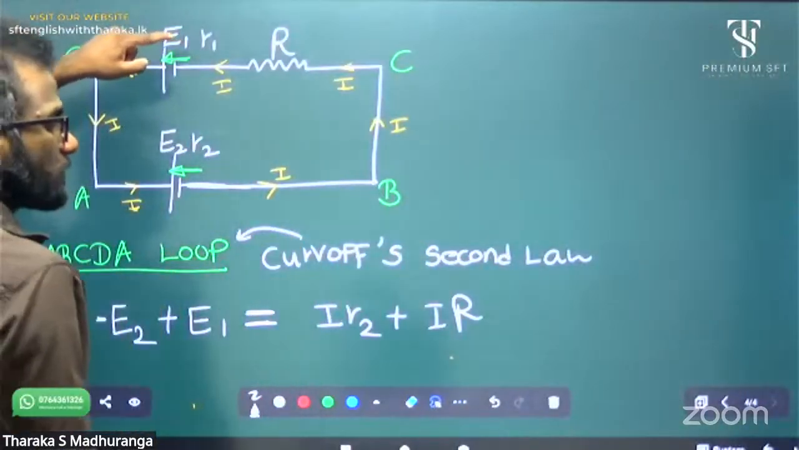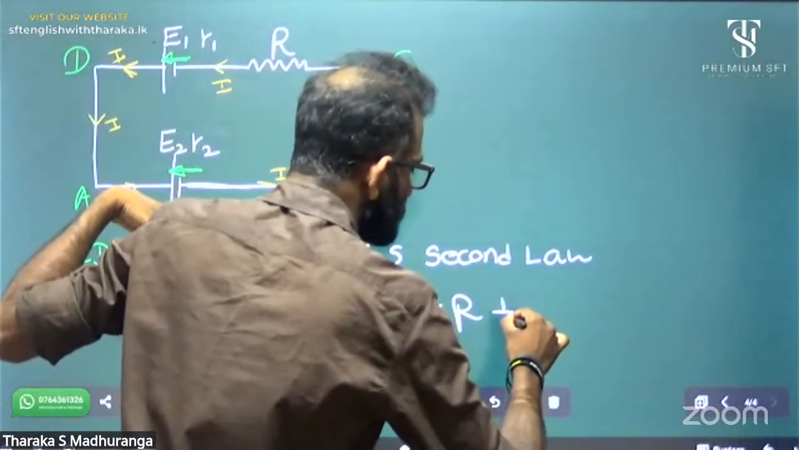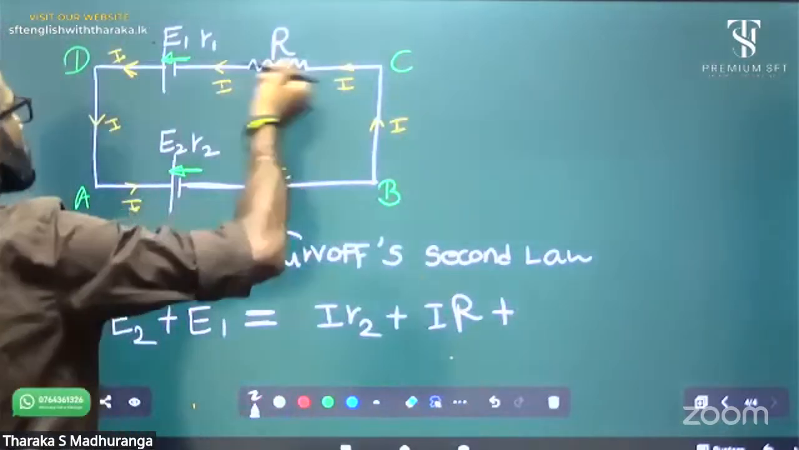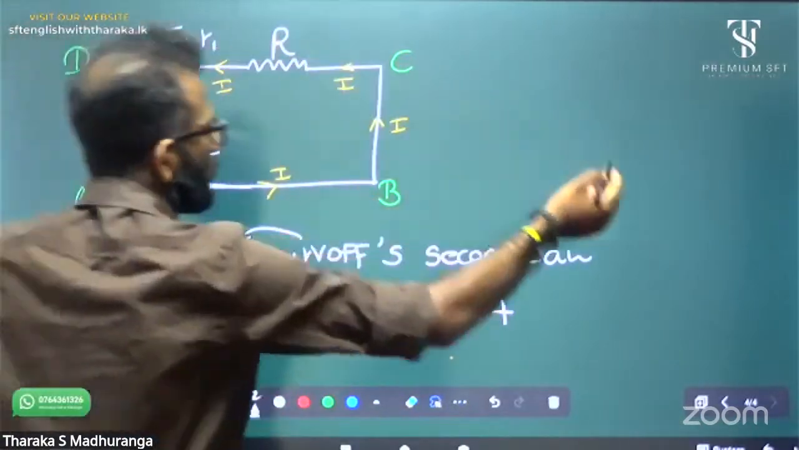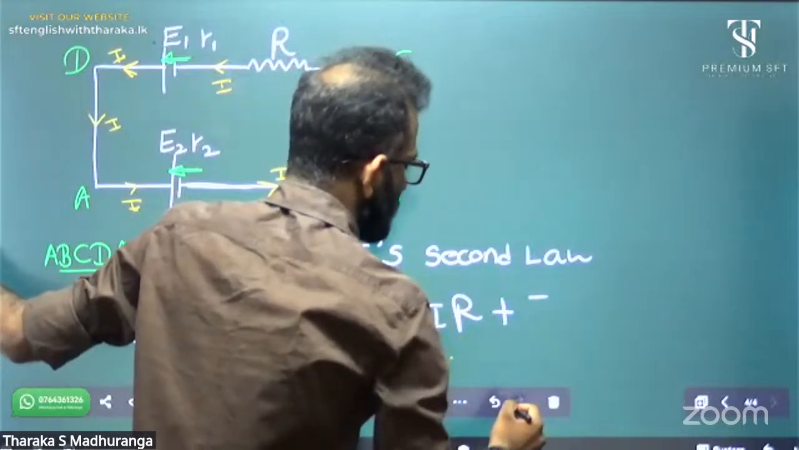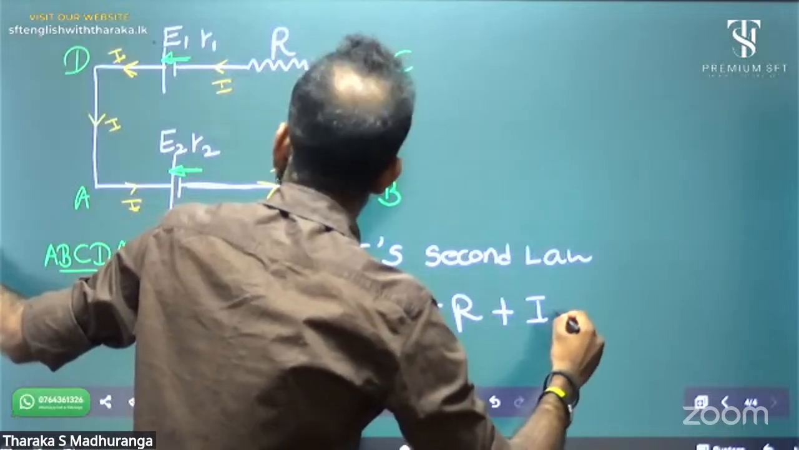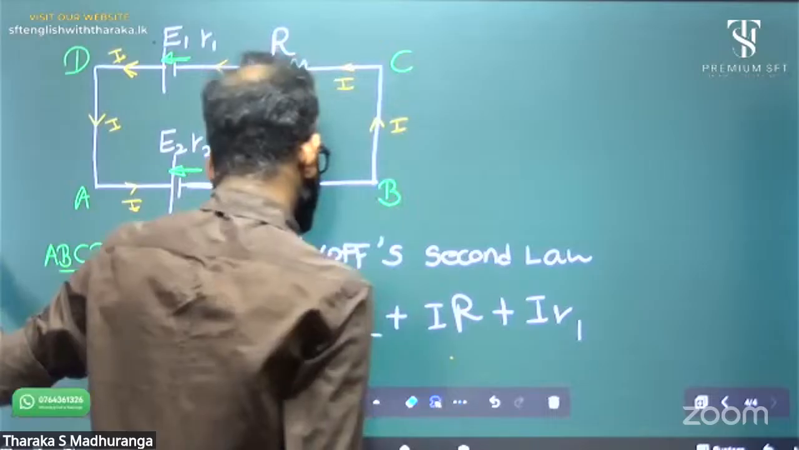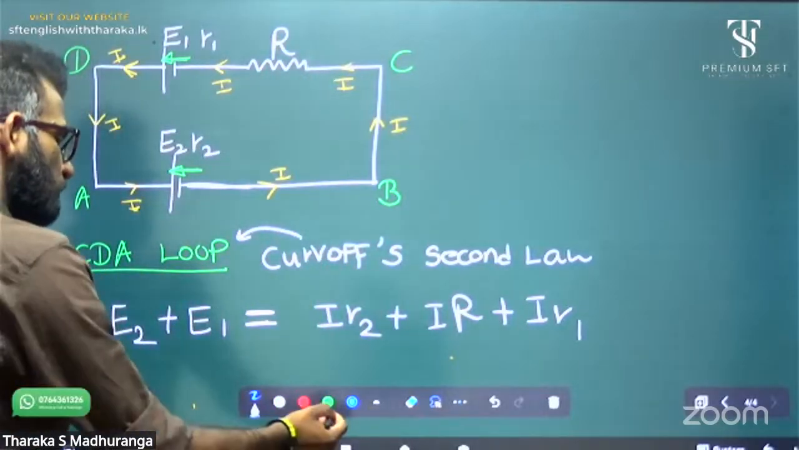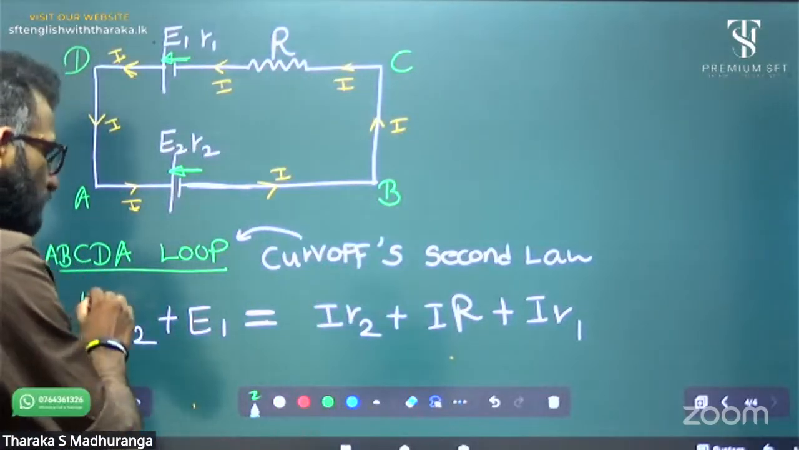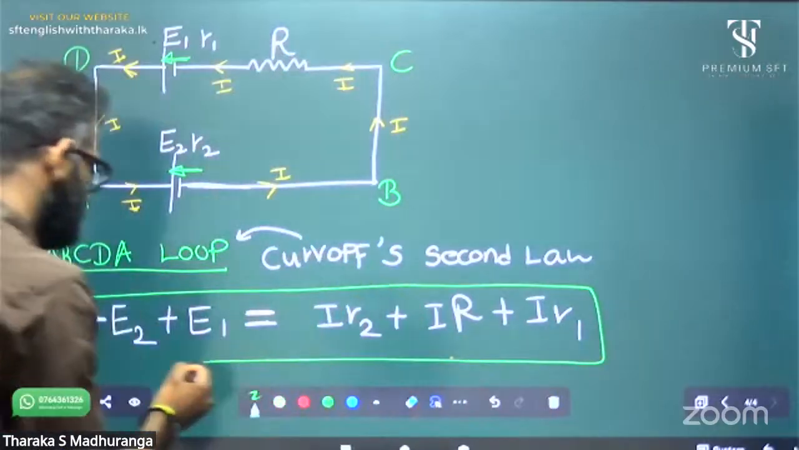Okay, again there is a small internal resistance. My direction and current direction are the same. I am going C to D. Then it is I small r1. This is the Kirchhoff second law application.